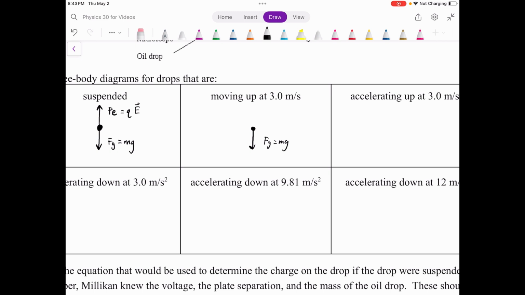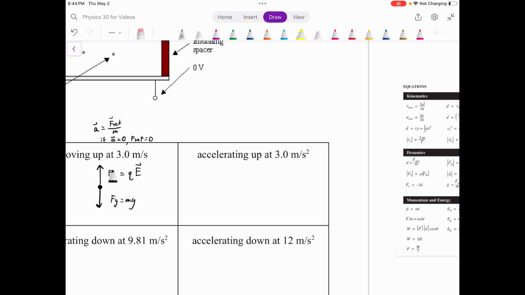If it's moving up at a constant speed, that is uniform motion. The forces are still balanced, right? It is uniform motion. Net force is 0. So just as hard up as down, right? Newton's first law. If the acceleration is 0, the net force must be 0, right? An object at rest or in uniform motion must have no net force acting on it.